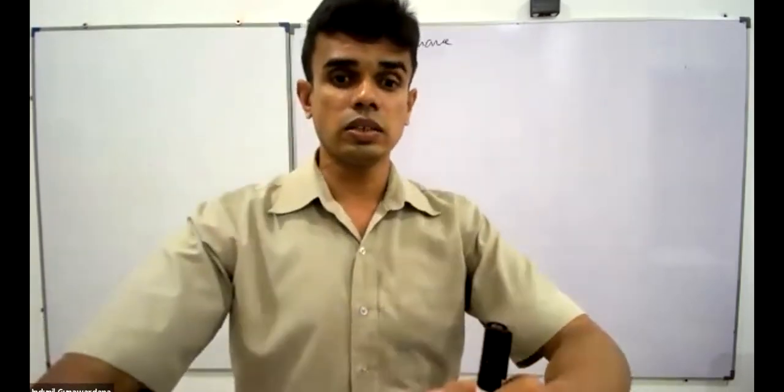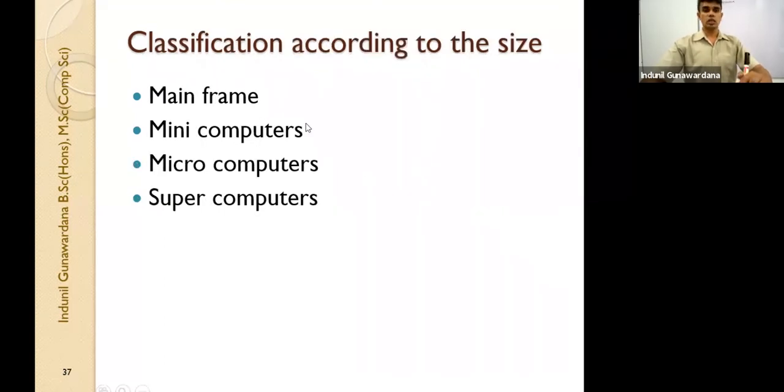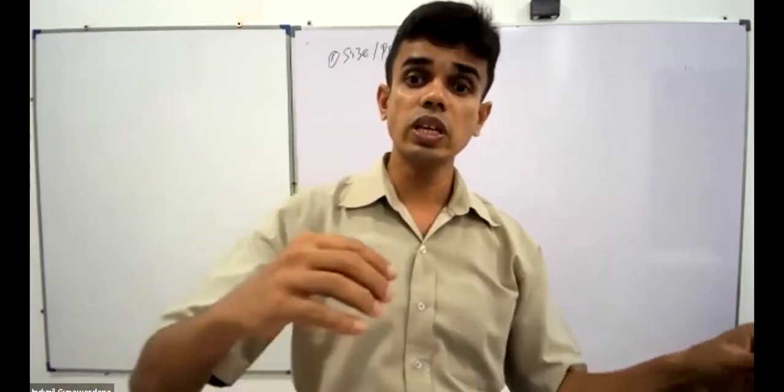And another one is according to the technology used, according to the purpose. First, we'll go to the first categorization, according to the size or performance. So now we are going to categorize the computers into four: mainframe computers, minicomputers, then microcomputers, as well as supercomputers. These four categories are arrived at based on the performance as well as the size of the machine.